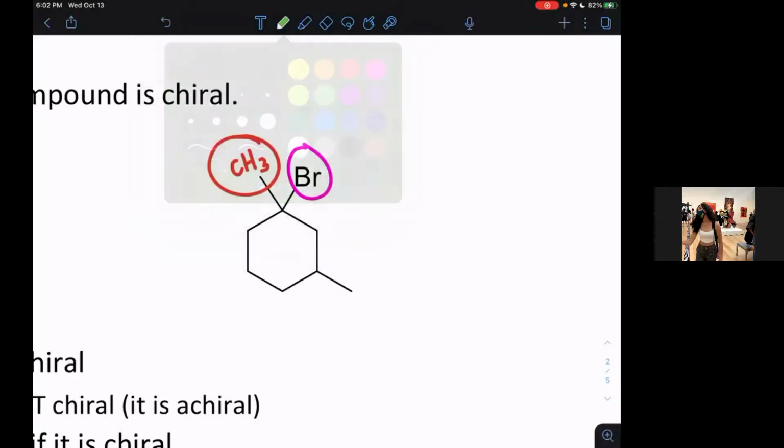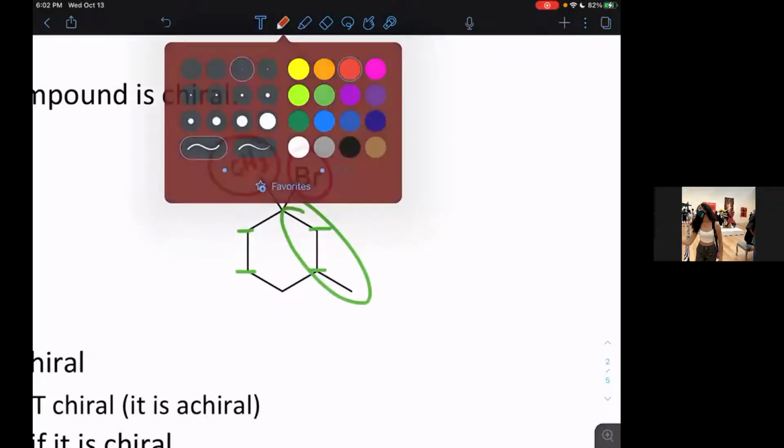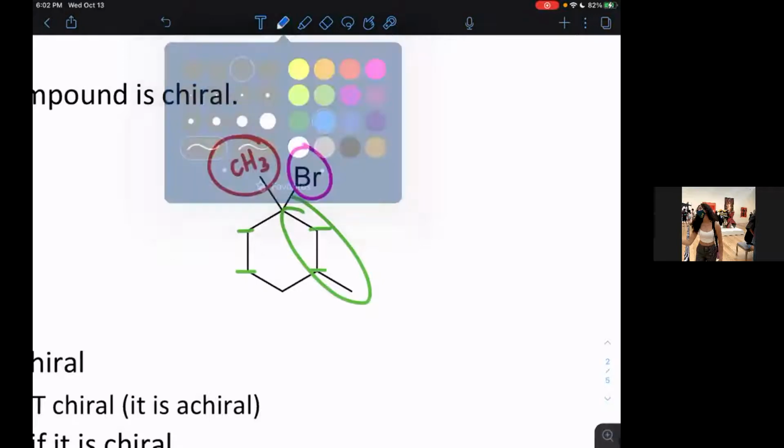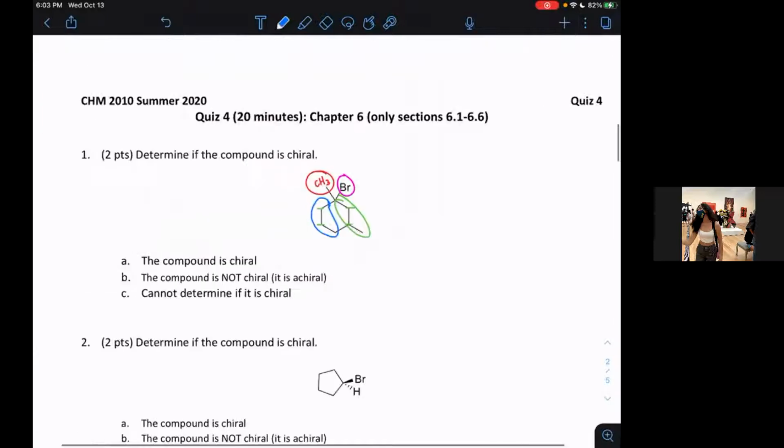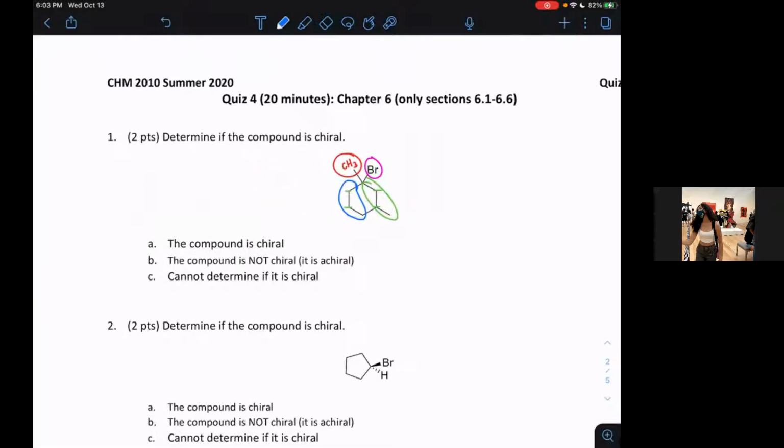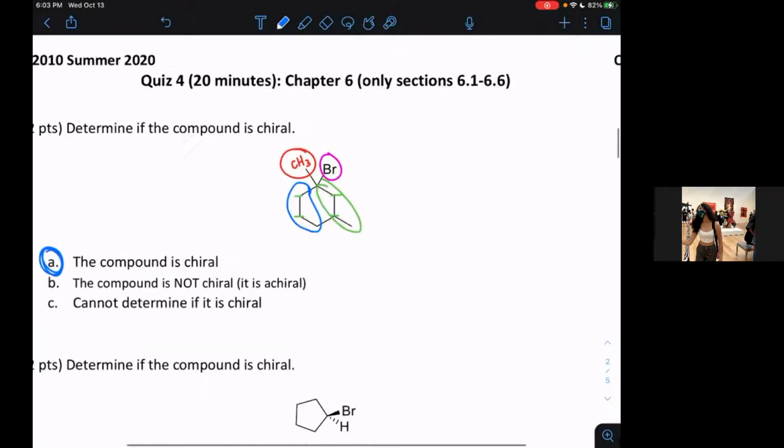And so when you do ring structures, you go down the line on each side. So you look at both of these first and then both of these. And then this side is different. So this is one, and a different color, and then this is a separate one. So yes, it has all four different parts to it. So it's chiral.